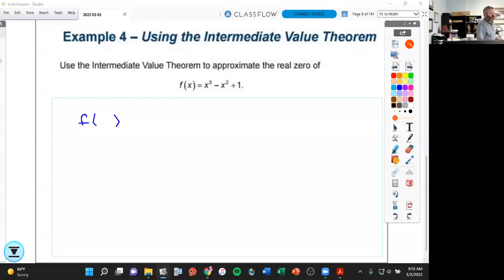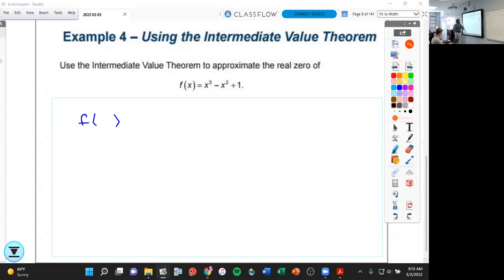So, continuation of 3.2, we're going to talk a little bit more about the intermediate value theorem. This is used to find zeros. And so what's going to happen here is I want to find some x value that I can plug in and get a positive number. But then when I turn around and plug in another number, I get a negative answer.